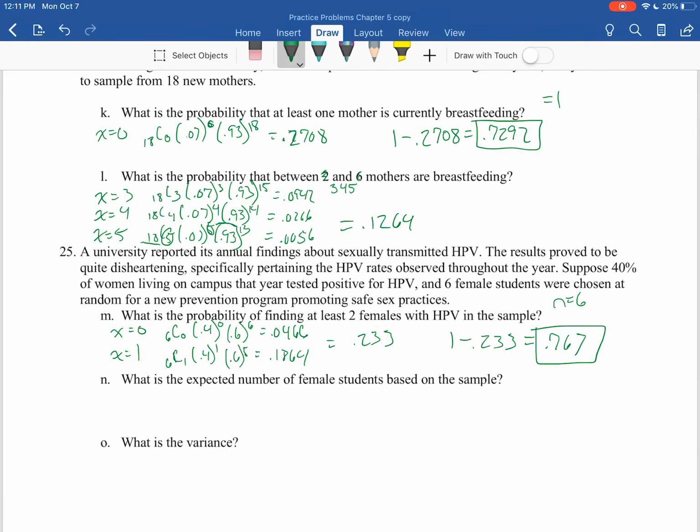Expected number, remember, just a fancy way of saying what's the mean. Our mean is equal to n times p, which is equal to 6 times 0.4, which equals 2.4. And our variance, so remember variance, sigma squared, is equal to n times p times q, which is equal to 6 times 0.4 times 0.6 equals 1.44. And those units are squared.